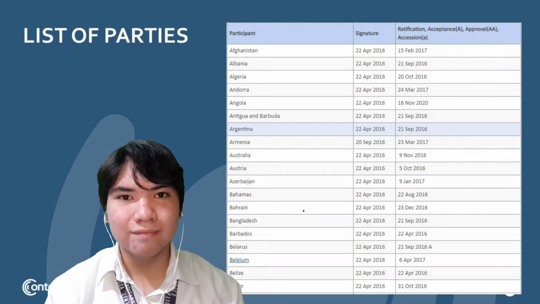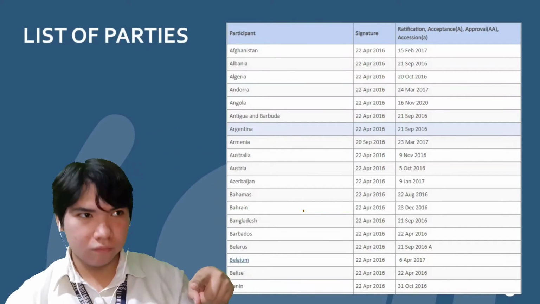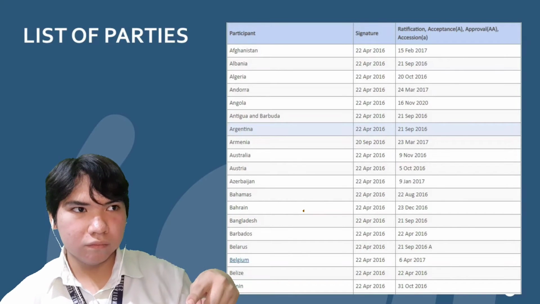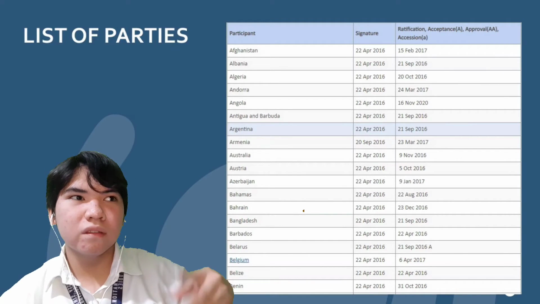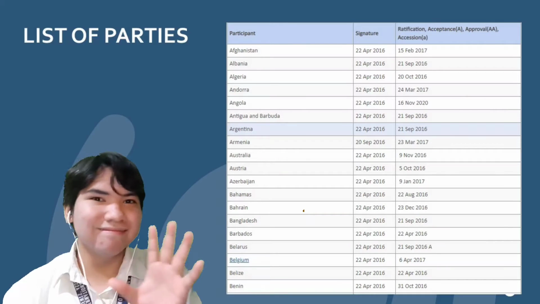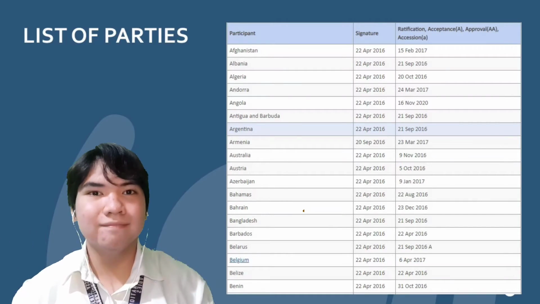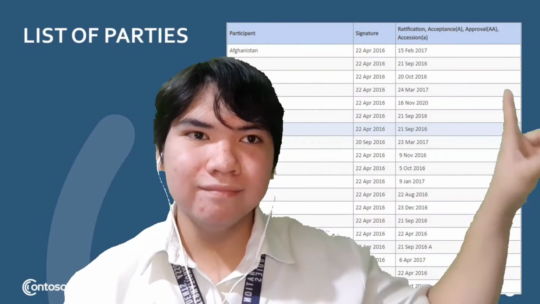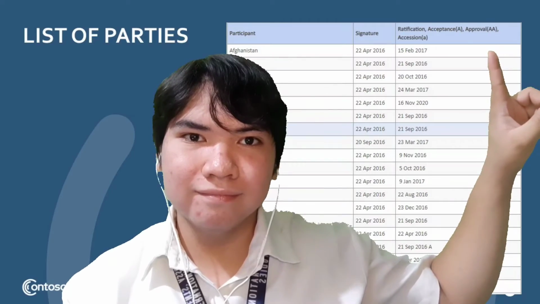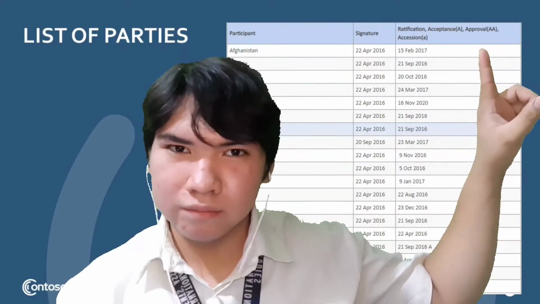In the list, you can see the alphabetical order of the countries. I only included the first several countries because the total is 194 states, and that would be too long if I indicated all of them. At the top of the table, you can see the signing, ratification, and accession. What does it mean?